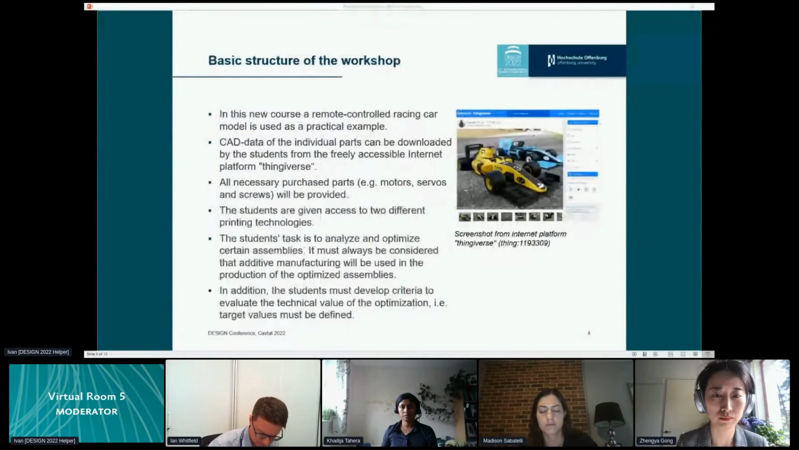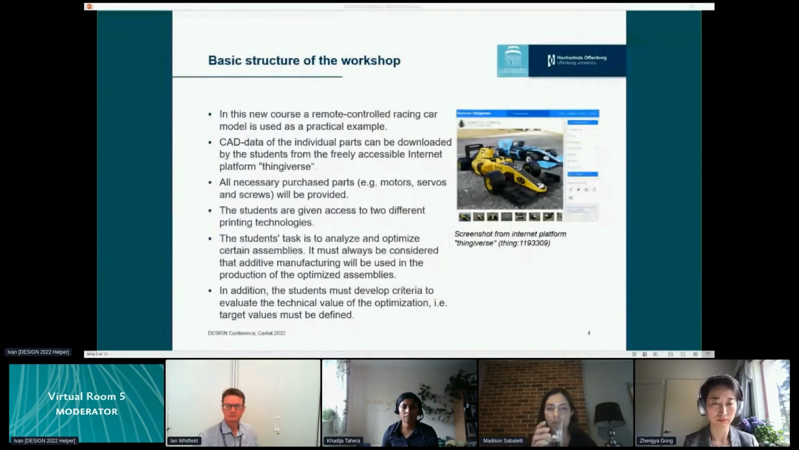In this new course, a remote-controlled racing car is used as a practical example. The CAD data of the individual parts can be downloaded by the students from the freely accessible internet platform called Thingiverse.